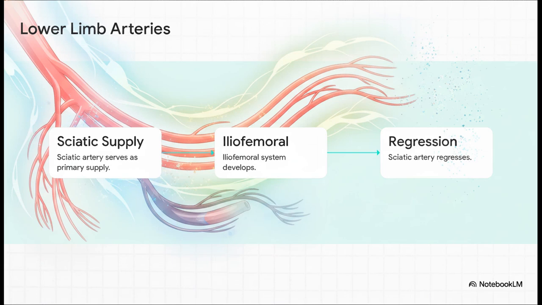Now, the lower limbs undergo an even more complex handoff of blood supply. Initially, the sciatic artery, which is an extension of the internal iliac, serves as the main supply line down the leg. Next, the external iliac develops into the iliofemoral system. Finally, the sciatic artery mostly regresses. During this handoff, the deep popliteal artery regresses and is literally replaced by the later developing superficial popliteal artery, which sits right behind the popliteus muscle.